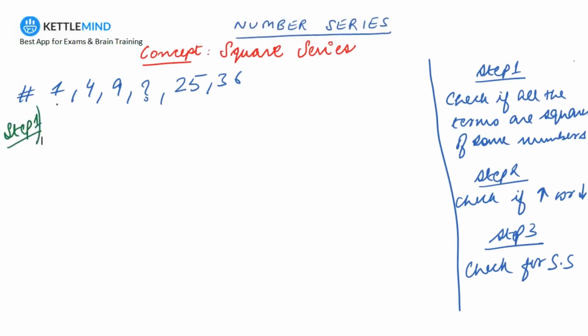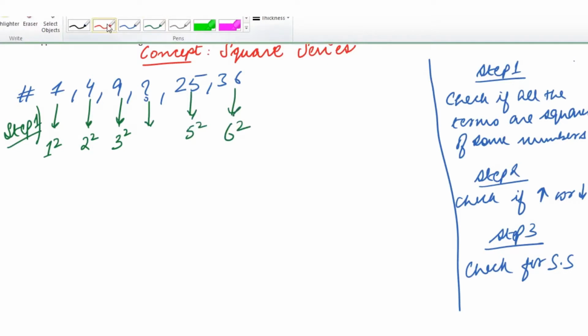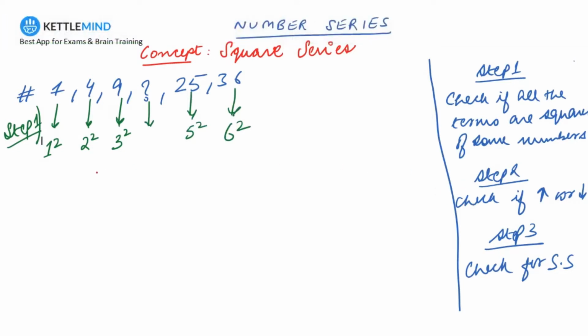So if I talk about 1, 1 is the square of 1 itself, right? Talking about 4, 4 is the square of 2, right? 9 is the square of 3. I have to evaluate this question mark. I cannot say right now. 25 is the square of 5 and 36 is the square of 6. So step 1 gets completed here. We'll move on to step 2. Step 1 gets completed by seeing that every term in the series is a square of some number.